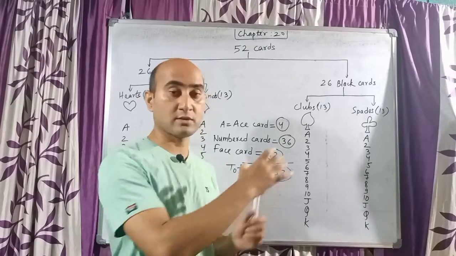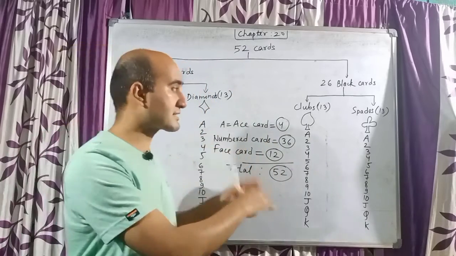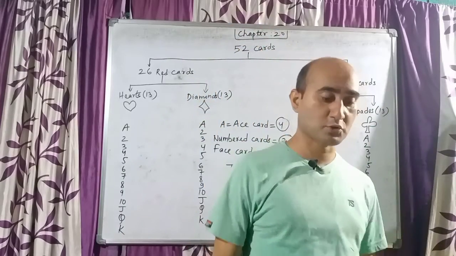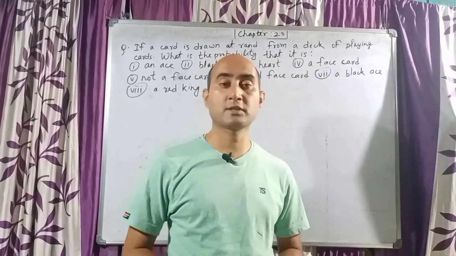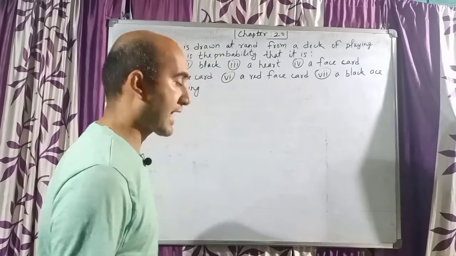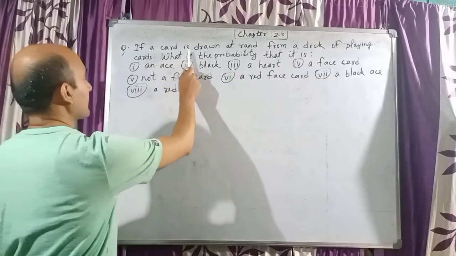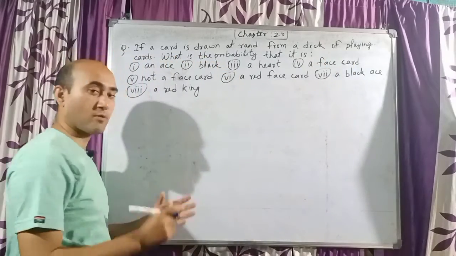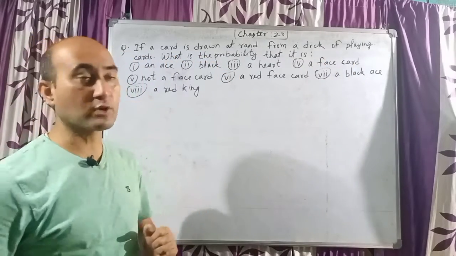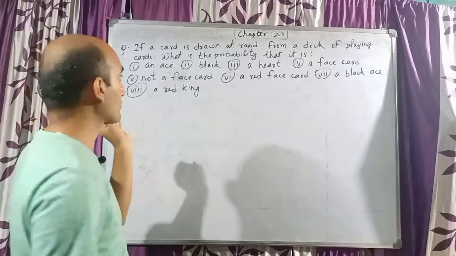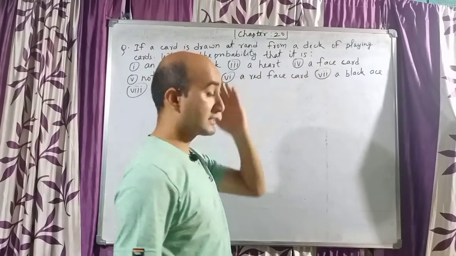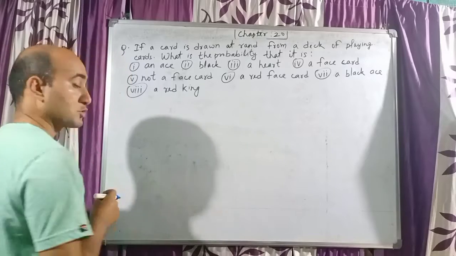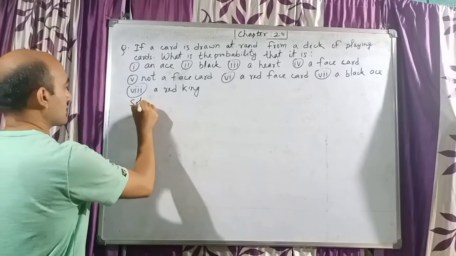Let me discuss one question with this knowledge. Let me erase and do a question. I hope you have understood about the cards. So let us begin a question. Children, let us learn a question based on cards. So here I have a question. If a card is drawn at random from a deck of playing cards, so from the deck of playing cards means there are 52 cards. So from there a card is drawn. Then what is the probability that the card is number 1, an ace? So you know children, let us start the solution. Very easy question.